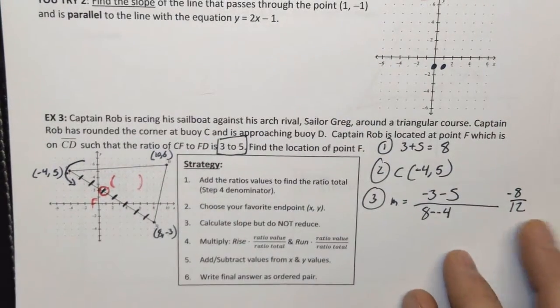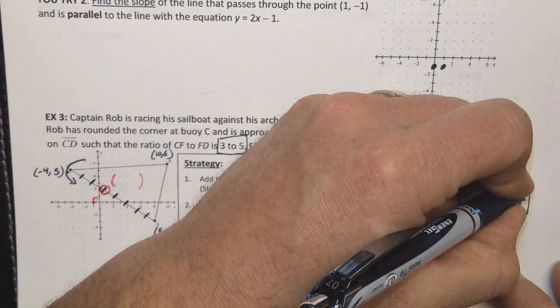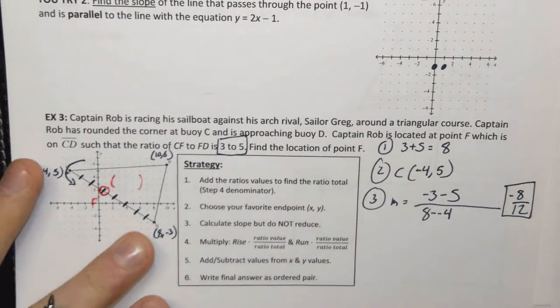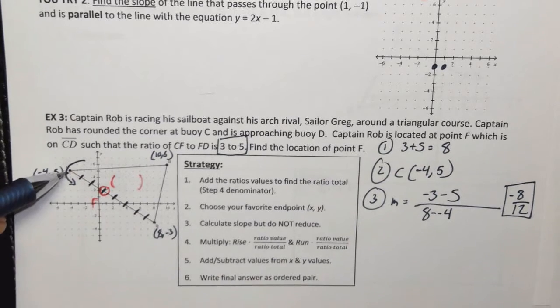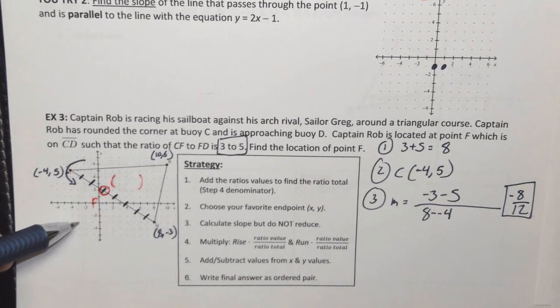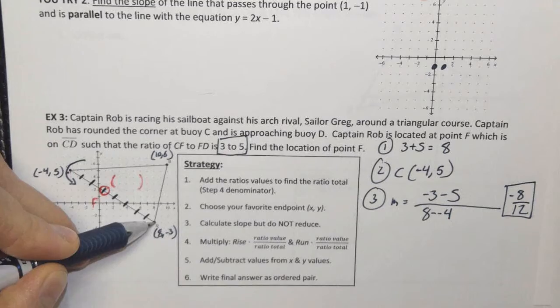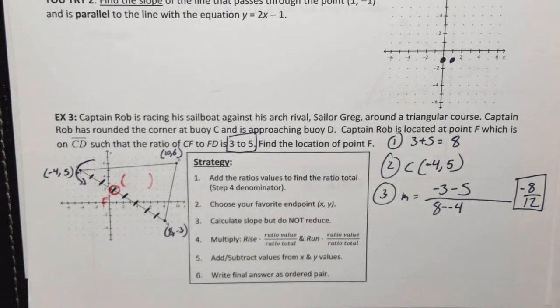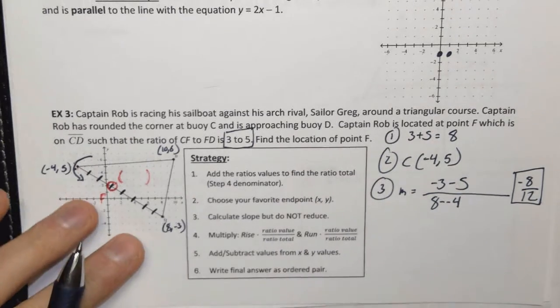And as tempting as it may be to reduce that fraction, we are not going to do that. That's important because this is the actual pure slope of this line, and it's going to be long. We want to know the full distance that we need to travel down from C and the full distance we need to travel over from C to get to point D. We don't want to have any stops that are going to show up in the middle. So we want the full distance right there, -8 and 12.